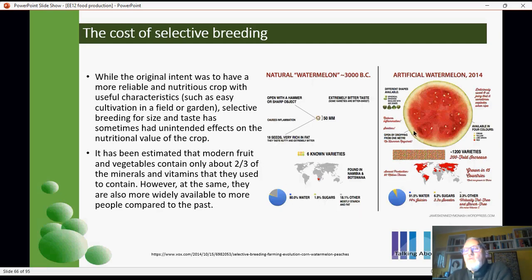The modern watermelon, which is what we would recognize maybe with black seeds, but you get different shapes, has 1,200 varieties grown in 15 countries, but just look at the map of where they are. They're all over the place. And it's 92% water. This makes the big difference. You've got more than three times the amount of sugar, and there's virtually no other stuff, virtually no fat at all. Virtually starch free.